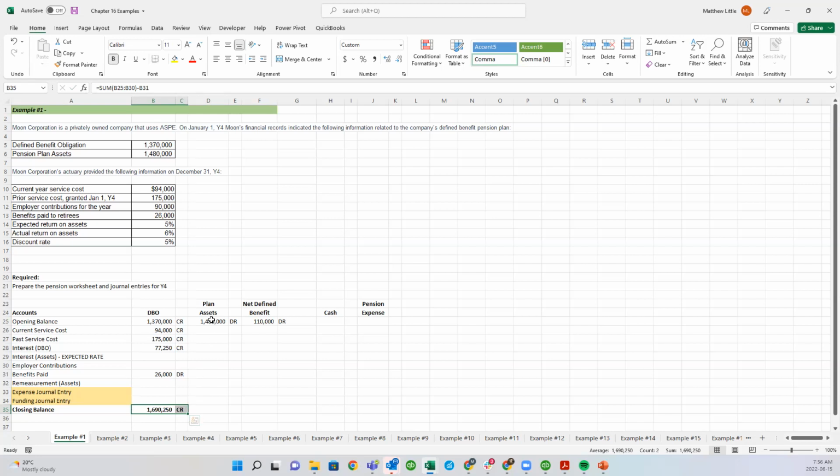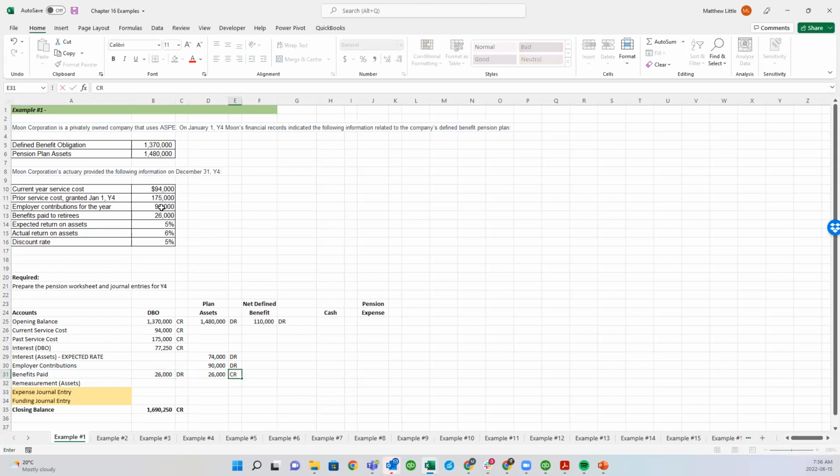Now let's move on to the plan assets piece. Here we are in the plan assets. We have an expected rate of return on the assets. We're told here is 5%. So we'll go our plan assets times our expected rate of return, 74,000. So we're expecting our plan assets to grow by 74,000 that year. We sent over a contribution of $90,000. So that increased our plan assets. We paid out from our plan the $26,000, but in this case, it is a credit to our plan assets. We reduce our assets, and you'll see that this is a balanced entry between the two components.